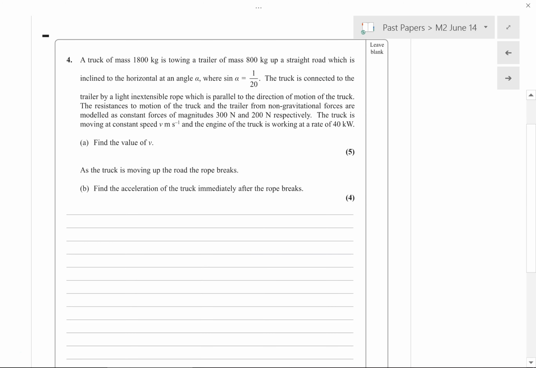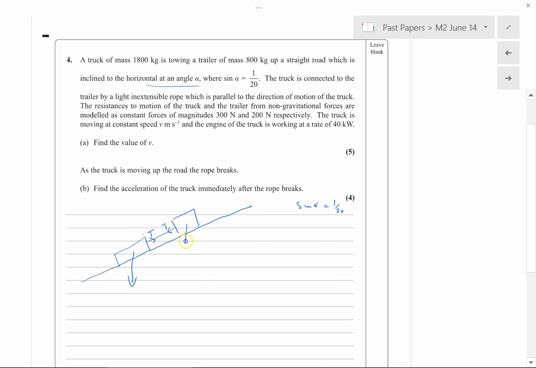Okay, it's another power question. This time we've got a truck carrying a trailer, and I think it's up a hill somewhere, up a straight road which is inclined to an angle alpha, and we know sine alpha equals 1 over 20. They're connected by some light rope, T, there.